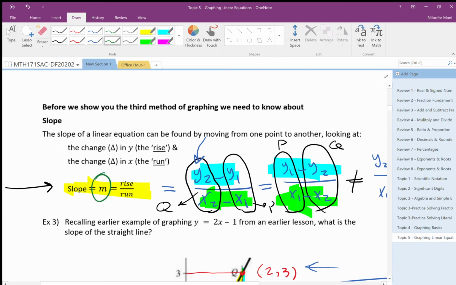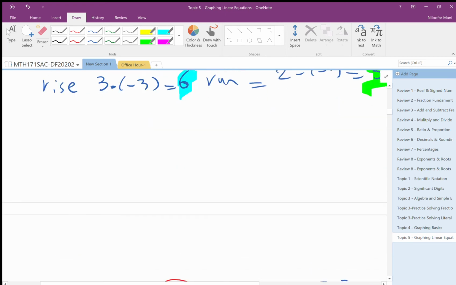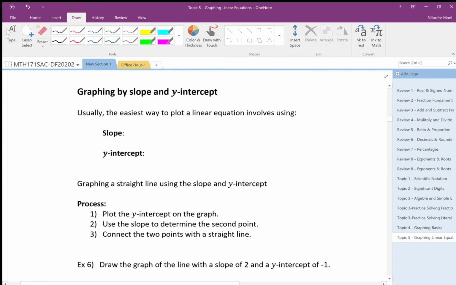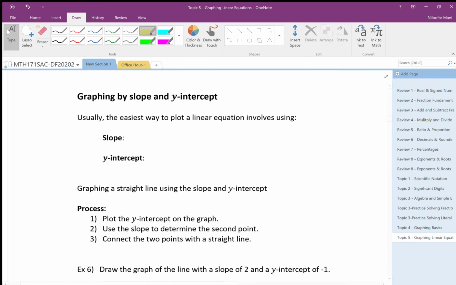Okay, so look here. Now the third method of graphing. The third method of graphing is slope-intercept. Sometimes I feel it's challenging for a student, but if you know what to do, it's not really challenging for anyone. So if you learn what to do here.